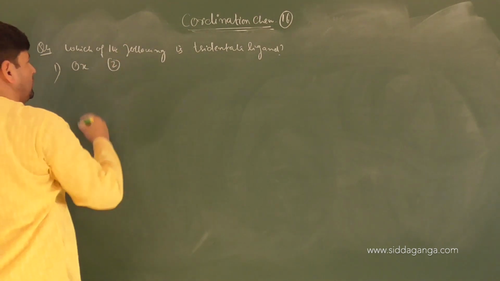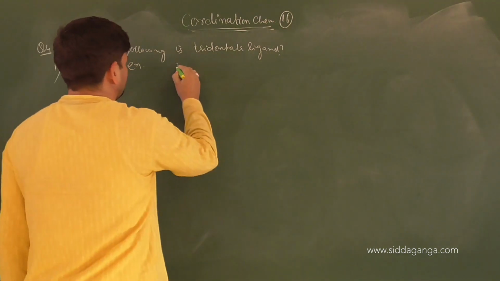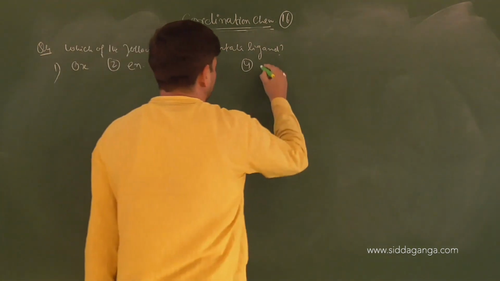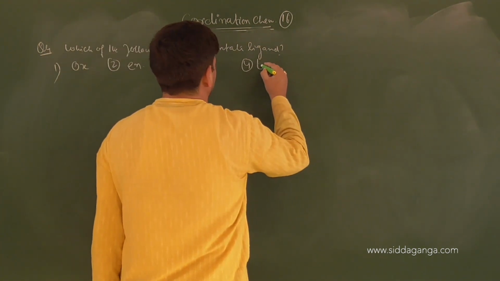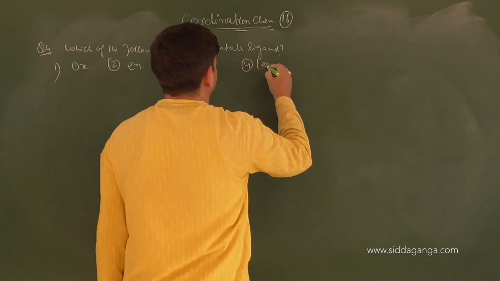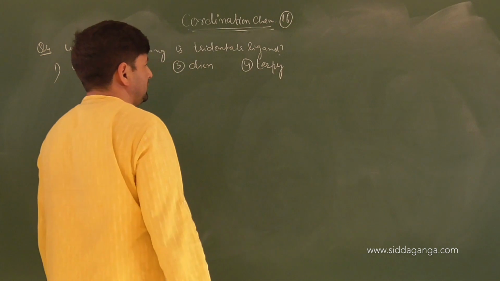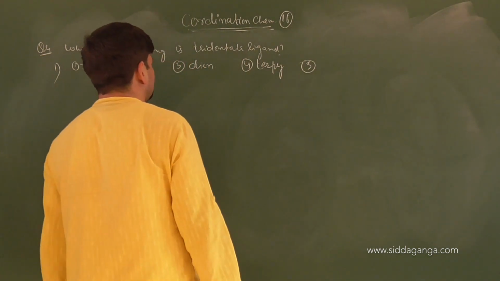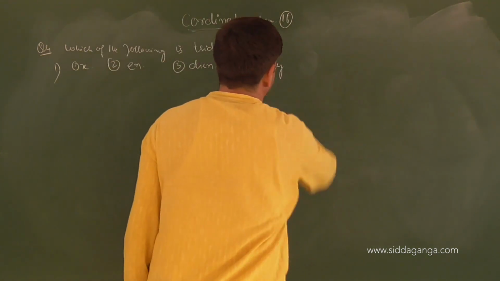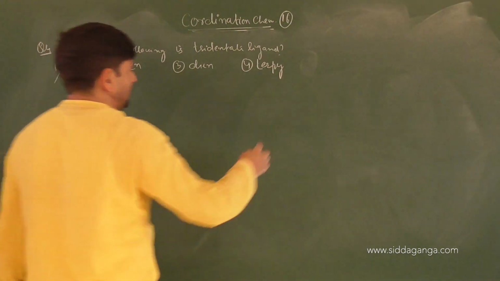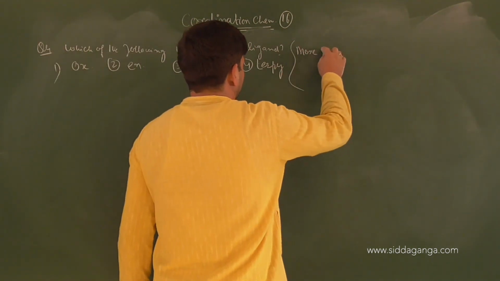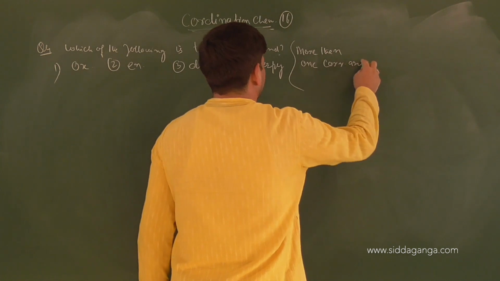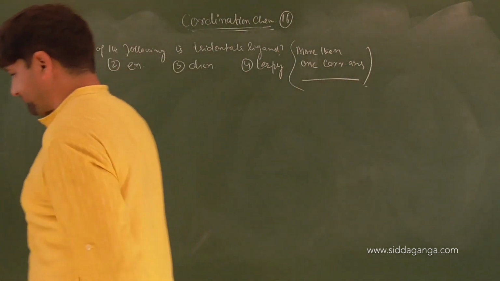Option 1 is OX, option 2 is EN, option 3 is diene, option 4 is terpy. Leave option 5 aside, keep it in mind. I'll write down that there can be more than one correct answer. Solve for your children.